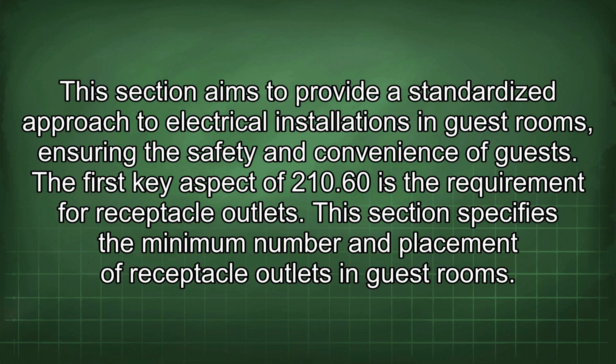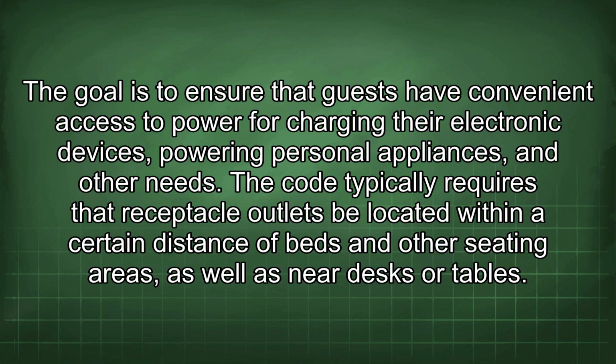This section specifies the minimum number and placement of receptacle outlets in guest rooms. The goal is to ensure that guests have convenient access to power for charging their electronic devices, powering personal appliances, and other needs. The code typically requires that receptacle outlets be located within a certain distance of beds and other seating areas, as well as near desks or tables.